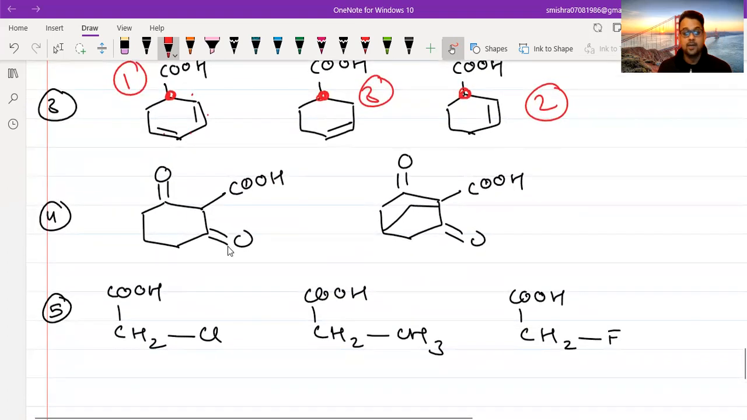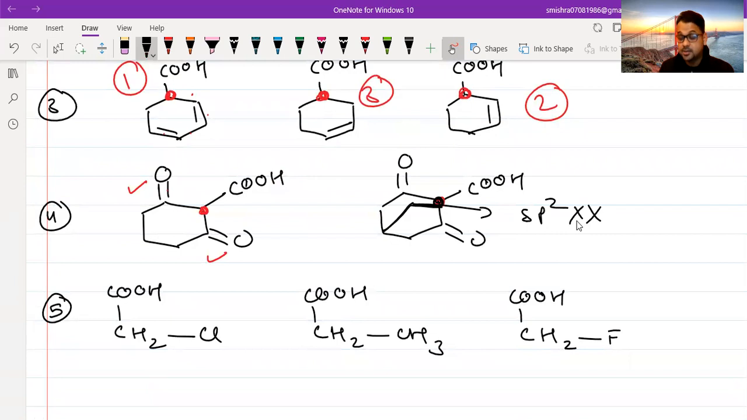Problem number 4. In problem number 4, this will be the site of carbanion. This will be the site of carbanion. But the difference is that this carbanion will be resonance stabilized by both these C double bond O. But in this carbanion, no resonance will be happening, because this is the bridgehead position. And when you draw the resonance structure, then this bridgehead position will become sp2, which is not possible. Bridgehead position cannot be sp2. sp2 at bridgehead is not allowed. So over here, you will get a carbanion at this side, but no resonance will happen. So this is more stable, and this will be the rate of decarboxylation.